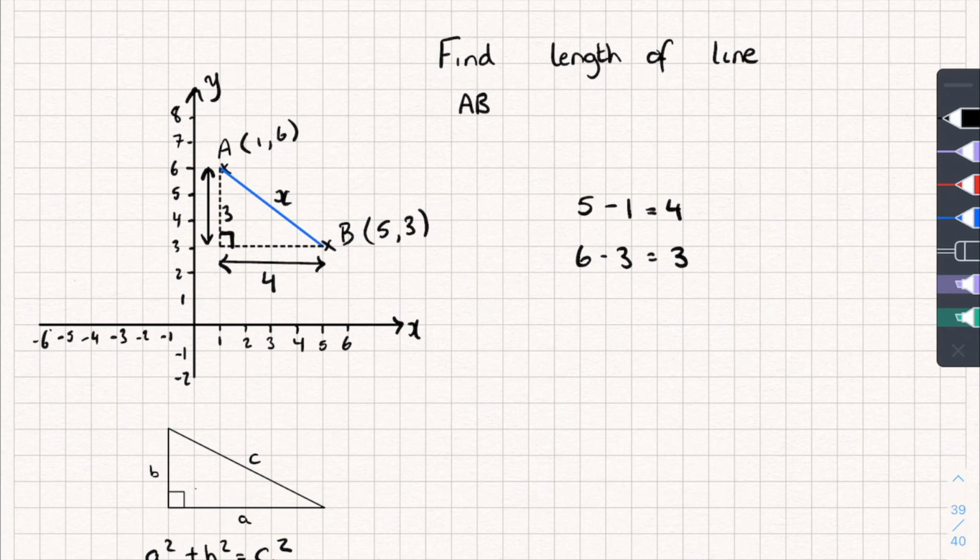Now I've got a right angled triangle with two sides that I can work with, so I know that a squared plus b squared is c squared, so 3 squared plus 4 squared is equal to x squared. Let's multiply it all out, so we'll get 9 plus 16 is x squared, so 25 is equal to x squared, so x has to equal 5. So the distance here, x, is 5.